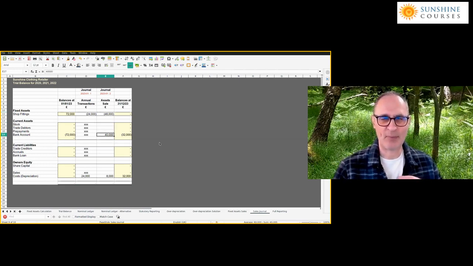So we debit bank, because that's the money that goes into our bank. We credit fixed assets of £48,000 because we eliminate the cost, the £48,000 that had been in there. We reduce it to zero. Debit bank £40,000. Credit shop fittings of £48,000. We've got £8,000 of debit we still have to allocate. The answer is we allocate it the same place we allocate depreciation.